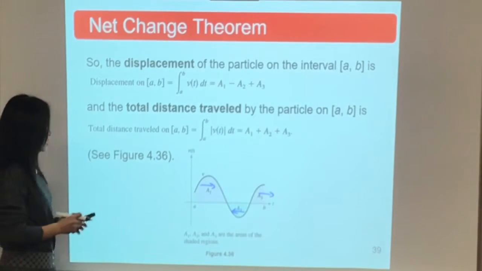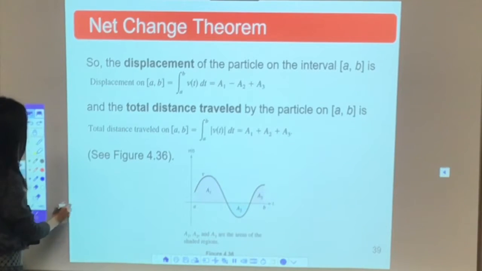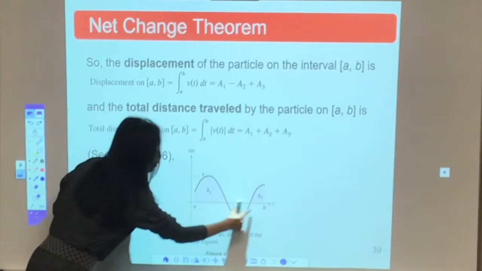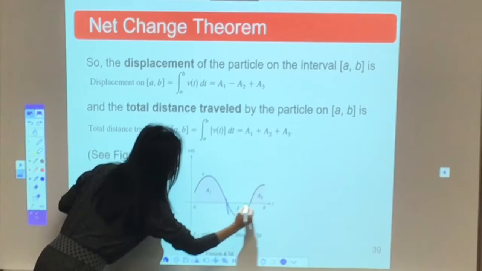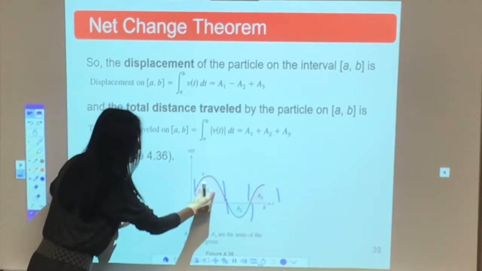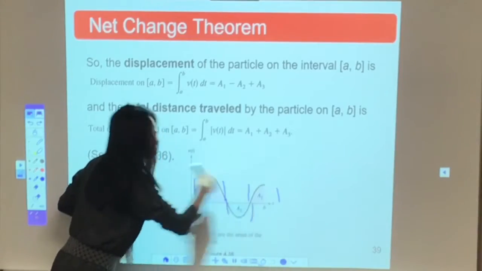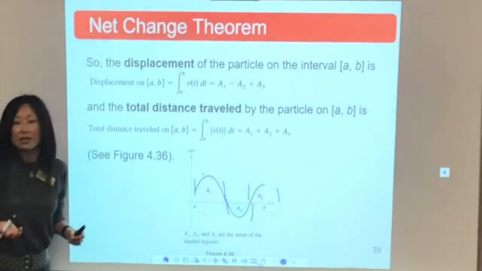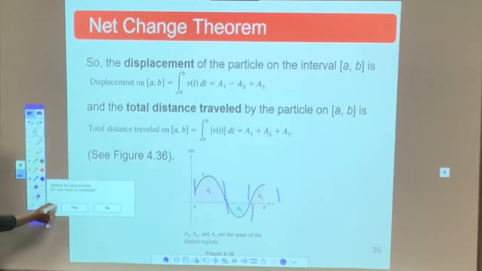But total distance is different. What's the total distance? Because I gotta add all these things. I gotta make this to be what? Absolute value. Everything is absolute value. So I gotta add this distance, and then that distance. That's the total distance. That's how much you move, you travel.